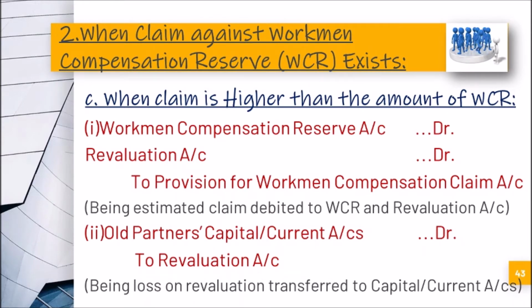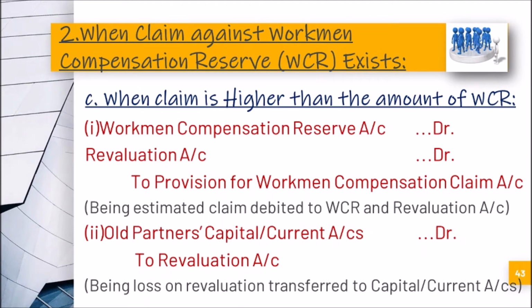So in that case, the partners have to arrange the extra amount. Say for example, the reserve is there for 30,000, the claim they have to pay is 40,000. So 30,000 will be compensated from the reserve account, but what about the remaining 10,000? That will be arranged by the partners. So for the temporary period, this amount will be kept under revaluation account, and then further it will be shared by the old partners. New partner has nothing to do with this.